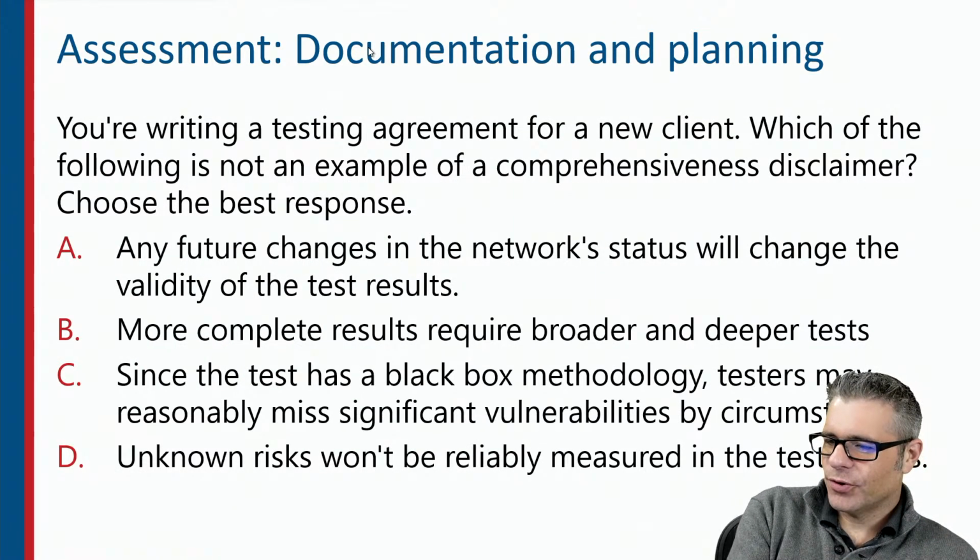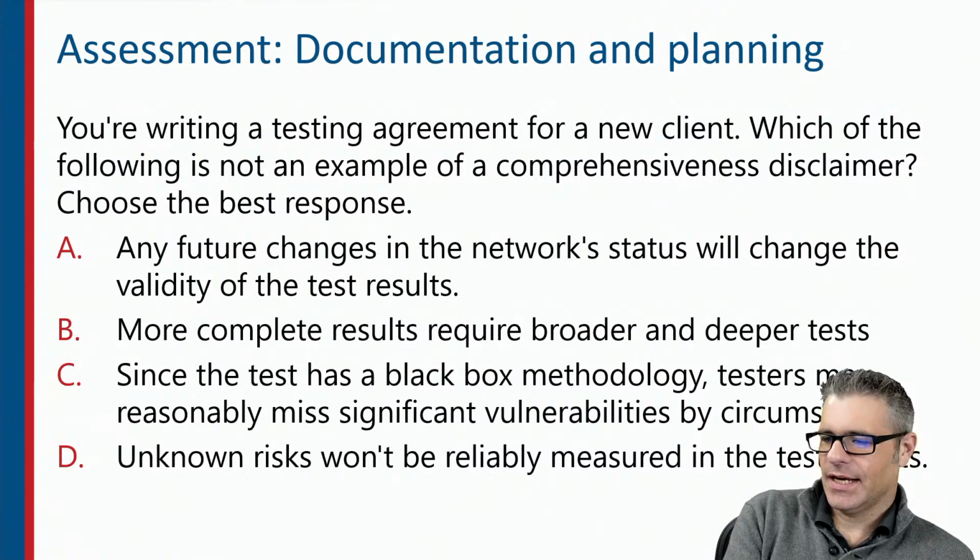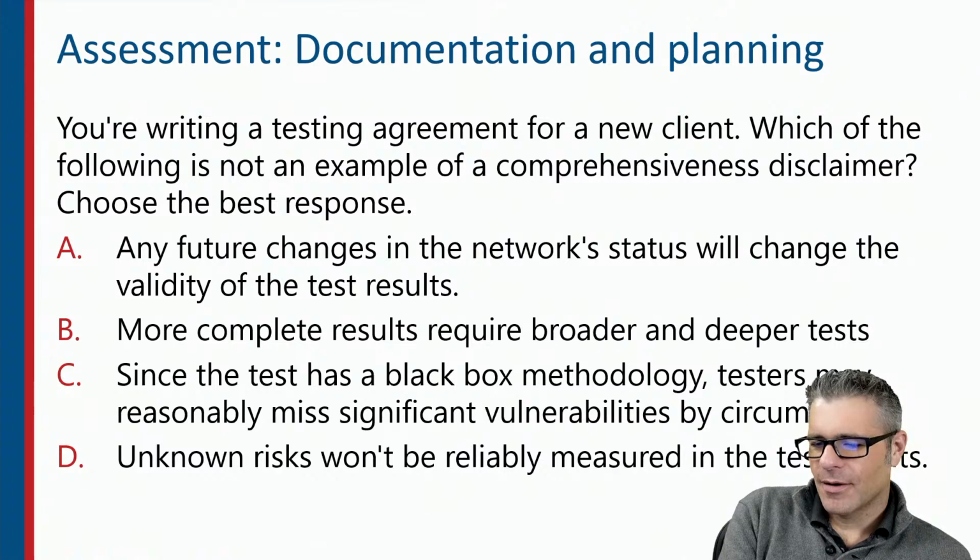You're writing a testing agreement for a new client. Which of the following is not an example of a comprehensiveness disclaimer? Choose the best response. Any future changes in the network status will change the validity of the test results. Well, more complete results require broader and deeper tests. Since the test has a black box methodology, testers may reasonably miss significant vulnerabilities by circumstance. Unknown risks won't be reliably measured in the test results. Which of the following is not an example of a comprehensiveness disclaimer?